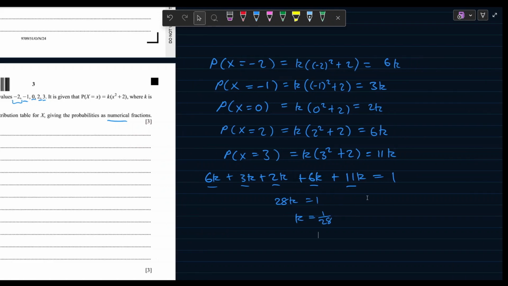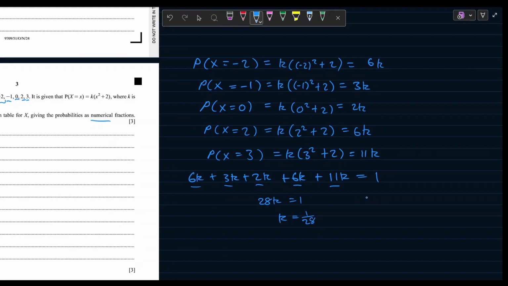So it means the probability for x equal to -2 becomes 6 over 28. This becomes 3 over 28. This becomes 2 over 28. This becomes 6 over 28. This becomes 11 over 28. And that's all of them.